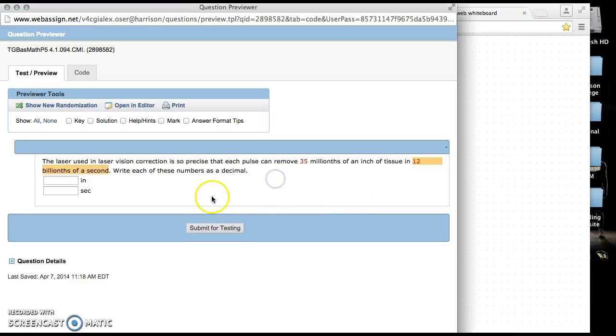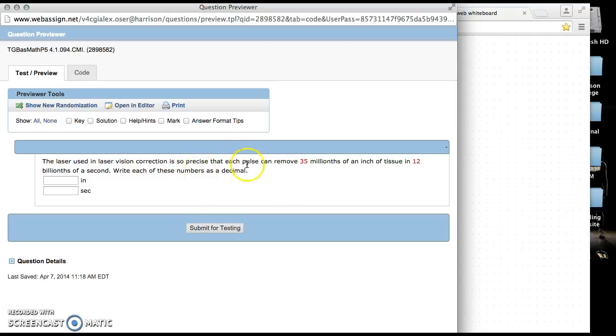All right, so we're taking a look here at number 6 from our week 8 homework. And this says that there is a laser used in laser vision correction that is so precise that each pulse can remove 35 millionths of an inch of tissue in 12 billionths of a second. So write each of these numbers as a decimal.